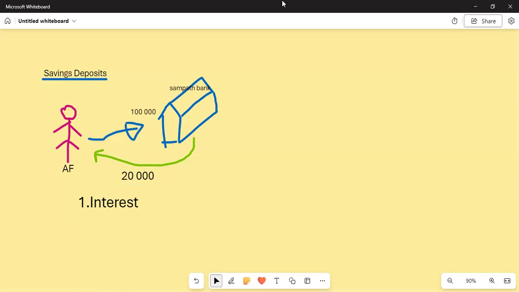Am I clear? And also the best part of this is you can deposit anytime. You can withdraw anytime, right? If I get some more money, I can go and deposit. And if now I want to withdraw, I can withdraw. Anytime deposit, anytime withdraw. That is the best part of it.